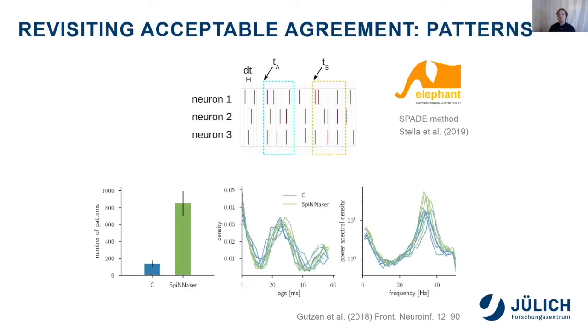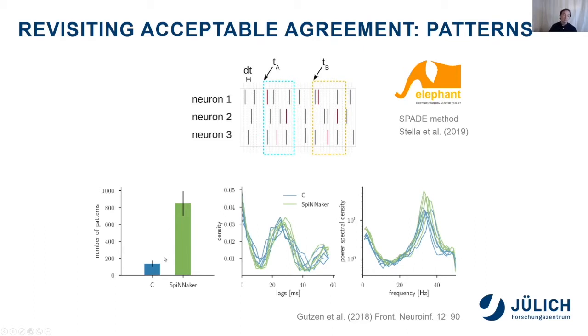Now, you may know that the polychronization model was famous for producing certain spike patterns in the network activity data. So what we did is we analyzed the data now using a test based on the SPADE method, which is a method to detect such spatiotemporal spike patterns, such as the one shown here in red, from the data.